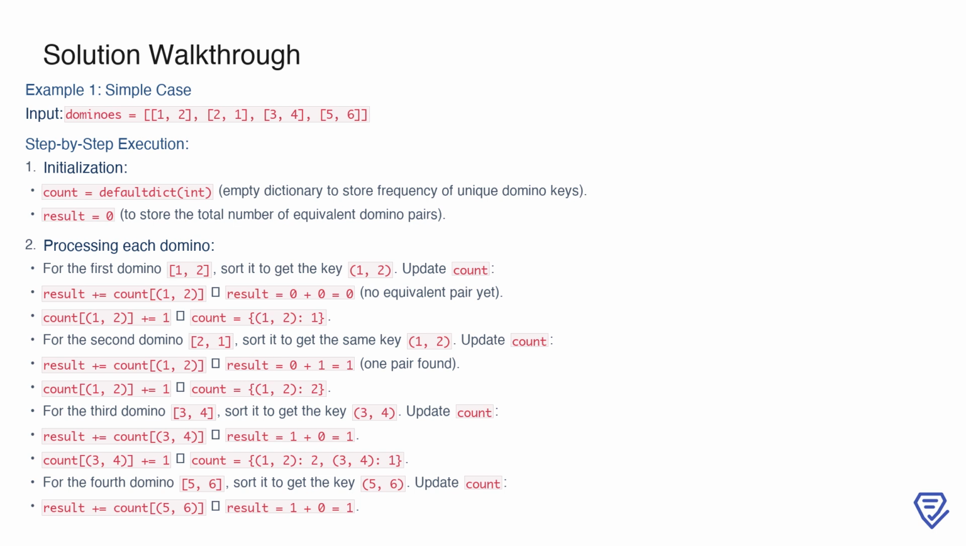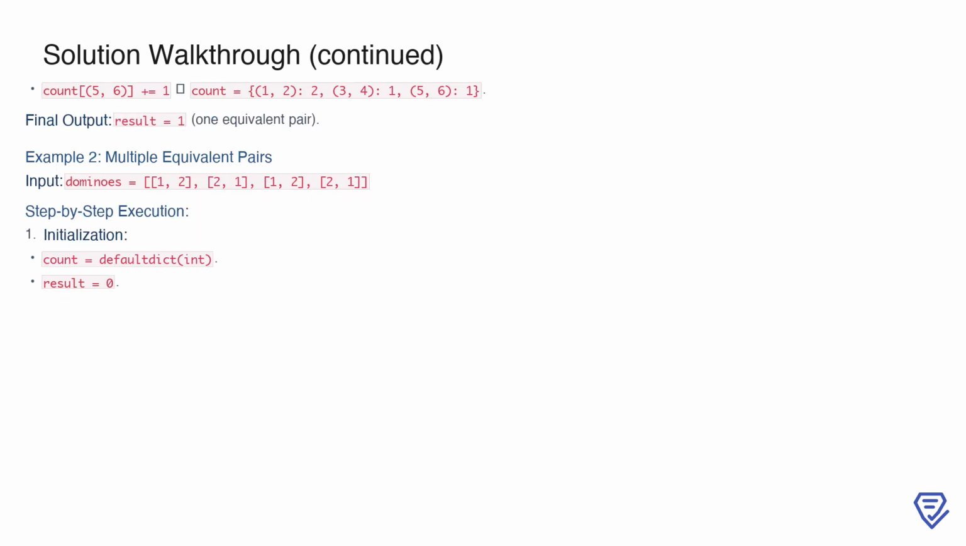Finally, for the fourth domino, 5, 6, sorting gives 5, 6, which is also not in count, so the result stays 1, and we add 5, 6 to count with a frequency of 1. After processing all dominoes, the count dictionary looks like this: 1, 2, 2, 3, 4, 1, 5, 6, 1. The final value of result is 1, which means there is one pair of equivalent dominoes in this example.